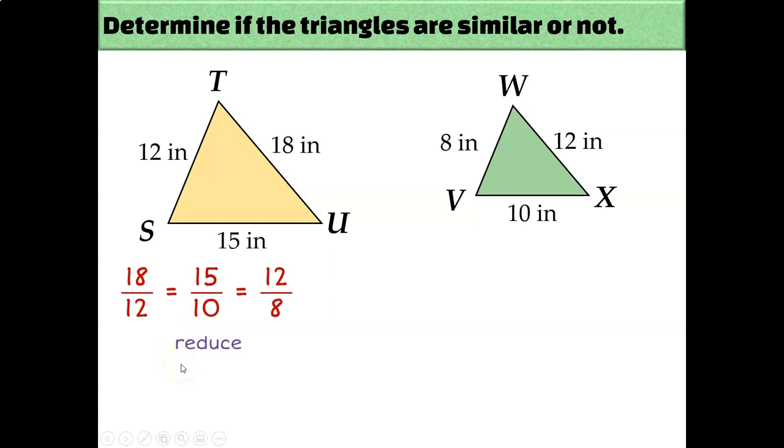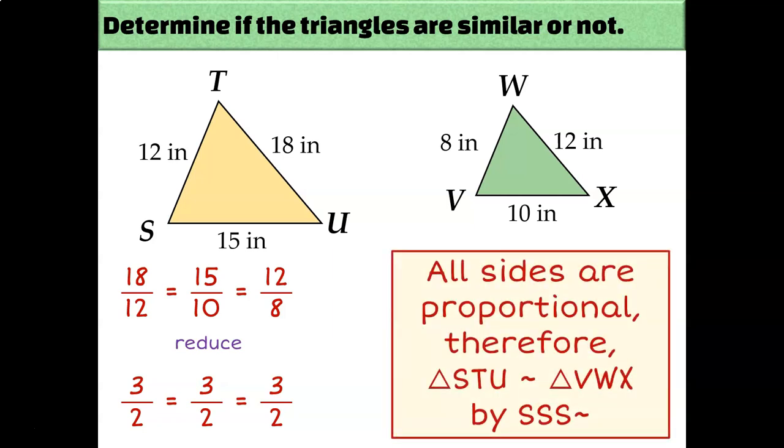18 twelfths reduces to 3 halves, 15 tenths reduces to 3 halves, and 12 eighths also reduces to 3 halves. So since all three pairs of sides have the same scale factor, we can say that the two triangles are similar to each other by side-side-side similarity.